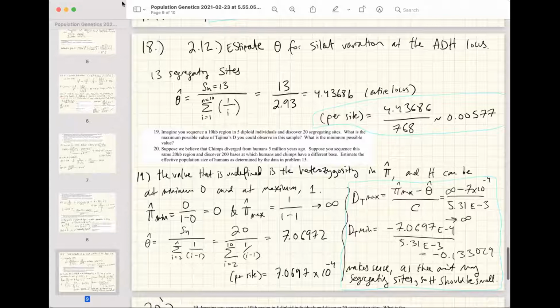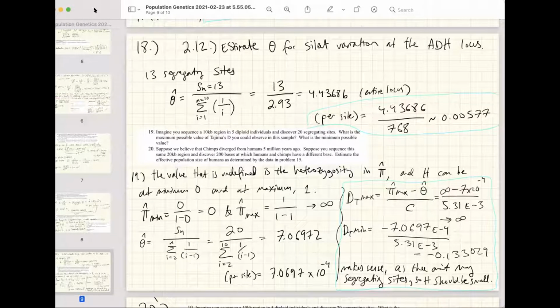Okay, so this is just estimating nu for the silent variation at each locus. So the setup to this problem was, I think, you're allowed to estimate this on the silent variation, but not the actual non-synonymous, because those are not necessarily neutral, if I remember that correctly. Is that the case?